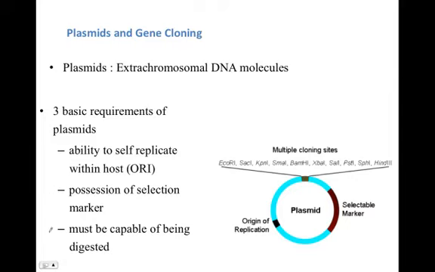Second, they must be capable of being digested, meaning they must have cloning sites that include restriction enzyme sites, which we'll discuss in the next slide. This is a schematic of a general plasmid containing an origin of replication, a cloning site where you can introduce your gene of interest, and a selectable marker, so you can identify cells that have the plasmid that you're working with.